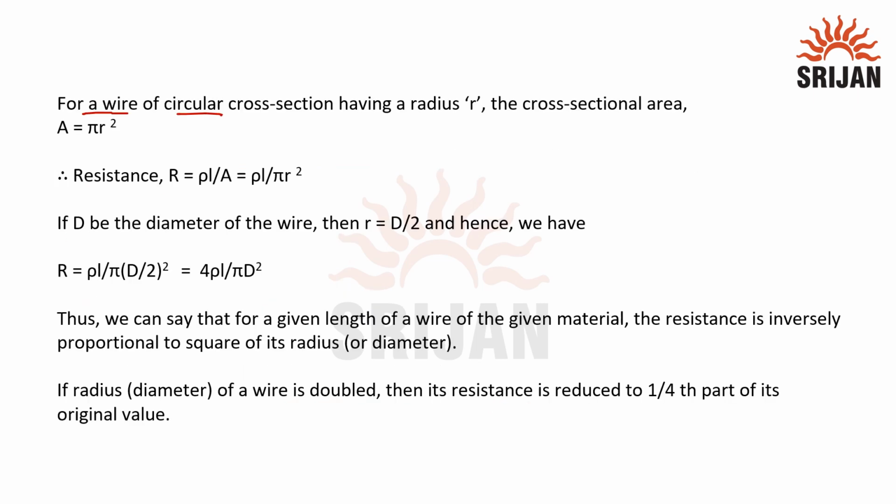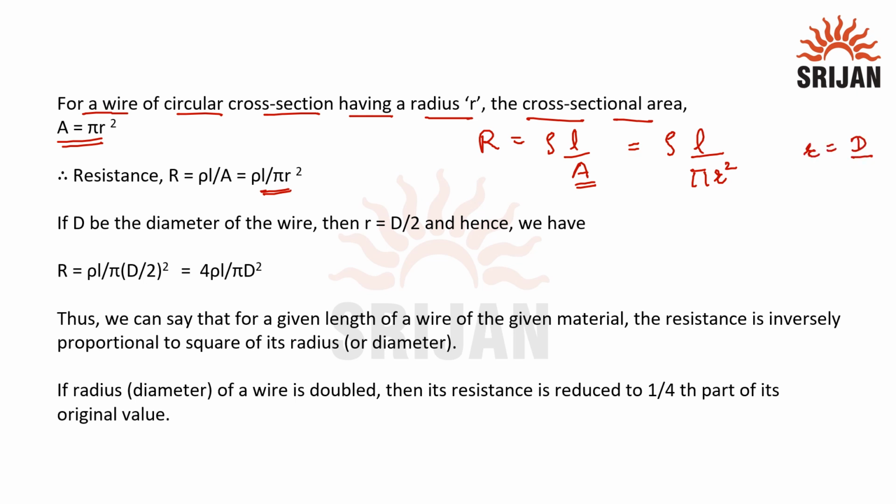For a circular wire of cross section having a radius r, the cross sectional area is A is equal to pi r square. We know that resistance is equal to rho L by A. Here we can replace this A by pi r square, which gives us rho L by pi r square. Next, we can replace this r by d by 2. This is because radius is equal to diameter divided by 2.